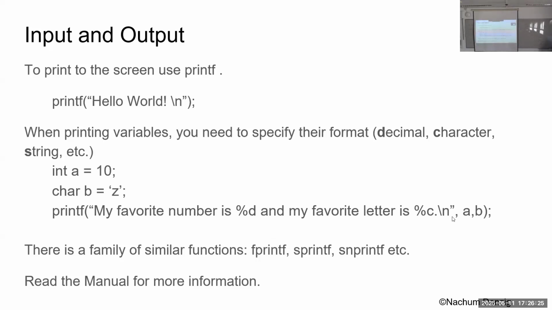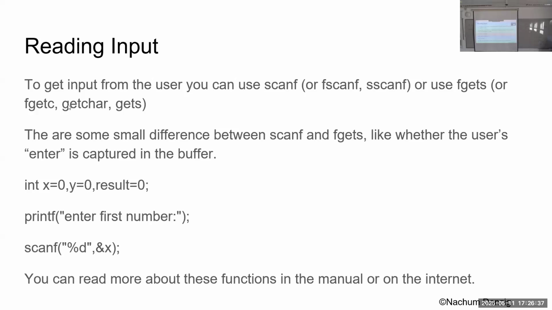But one of the parameters will be a pointer to a string, and then it'll write to that string. That's what sprintf does. And fprintf, anybody guess what fprintf writes to? It's a file. Writes to a file. Very good.